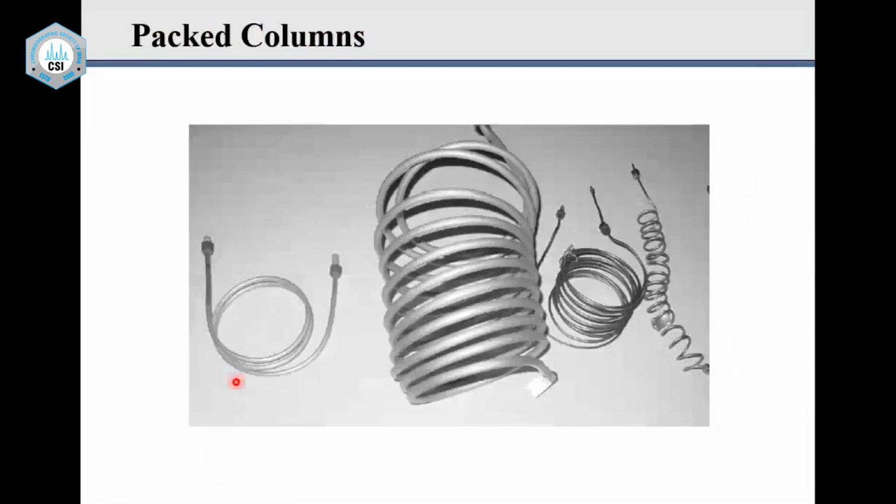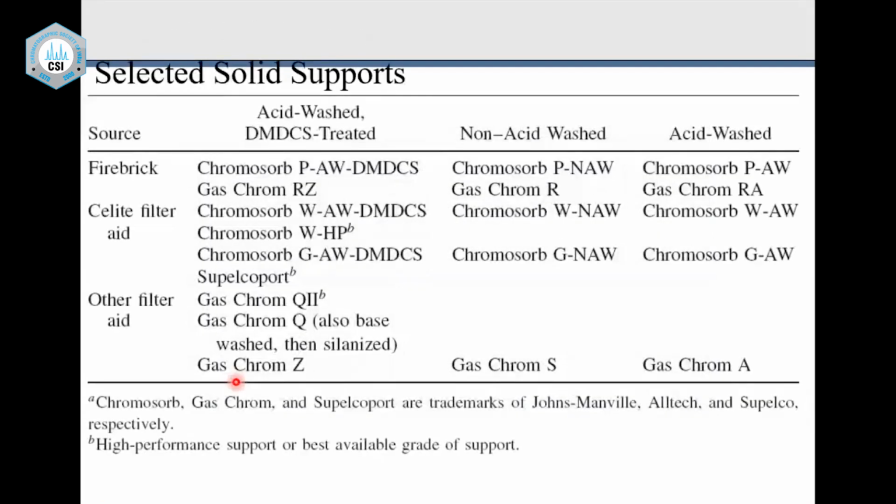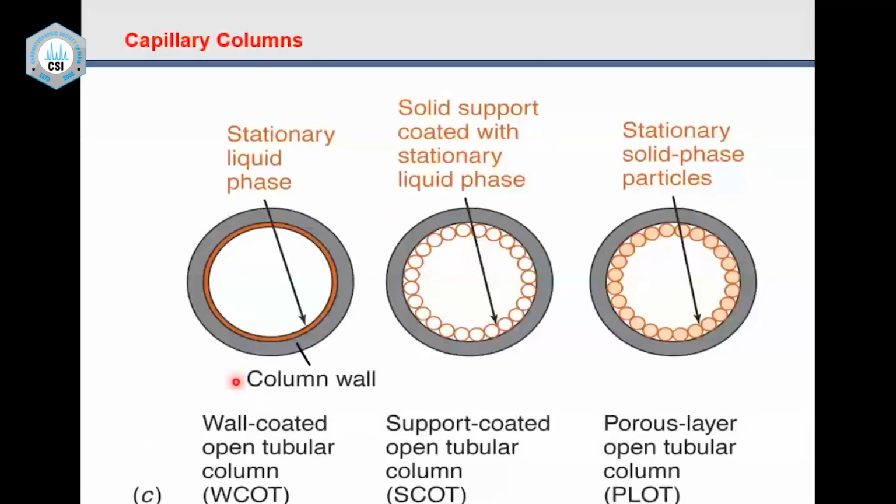Okay, so there are different columns now. Packed columns are made up of stainless steel or copper and have a length of about 1 meter to 4 meter, so they are short columns. While we have capillary columns, there are a lot of packing materials which can be used, and generally the packing material is characterized by the kind of polarity. So we have non-polar columns, semi-polar columns, and more polar columns. We have a lot of stationary phases depending upon the nature of polarity.